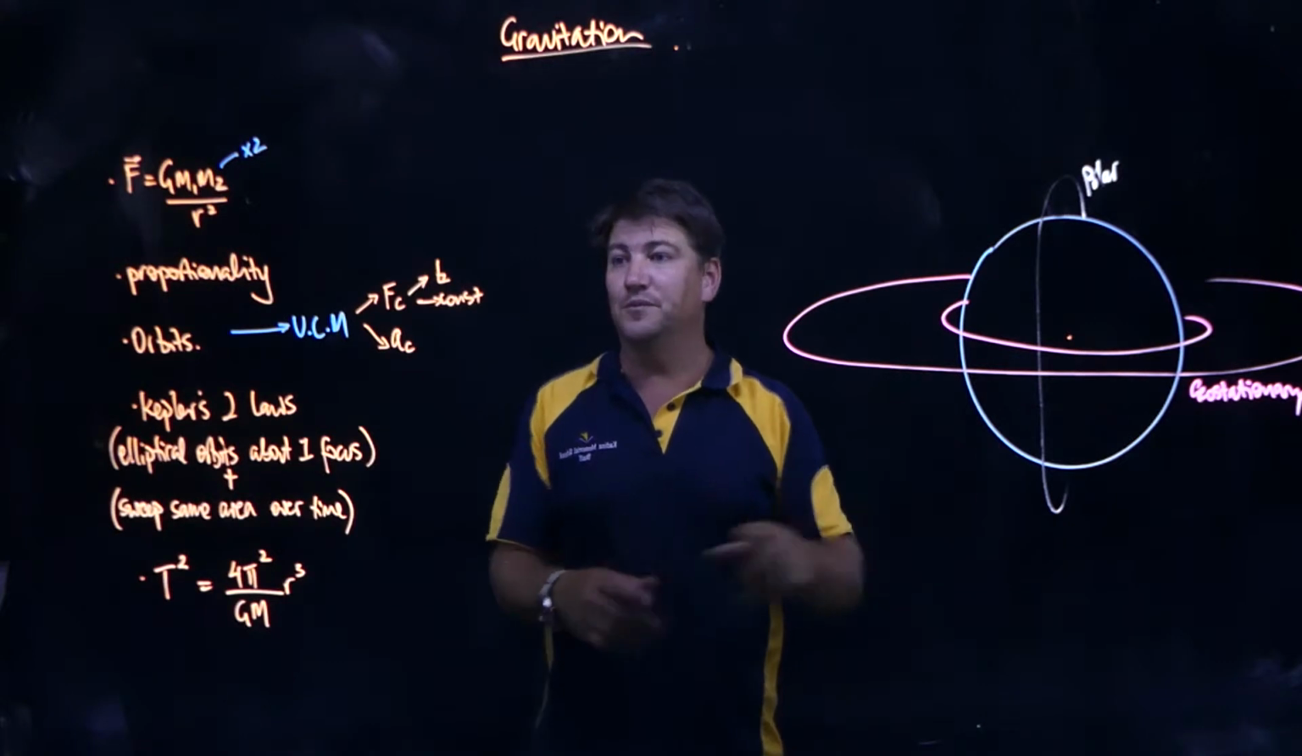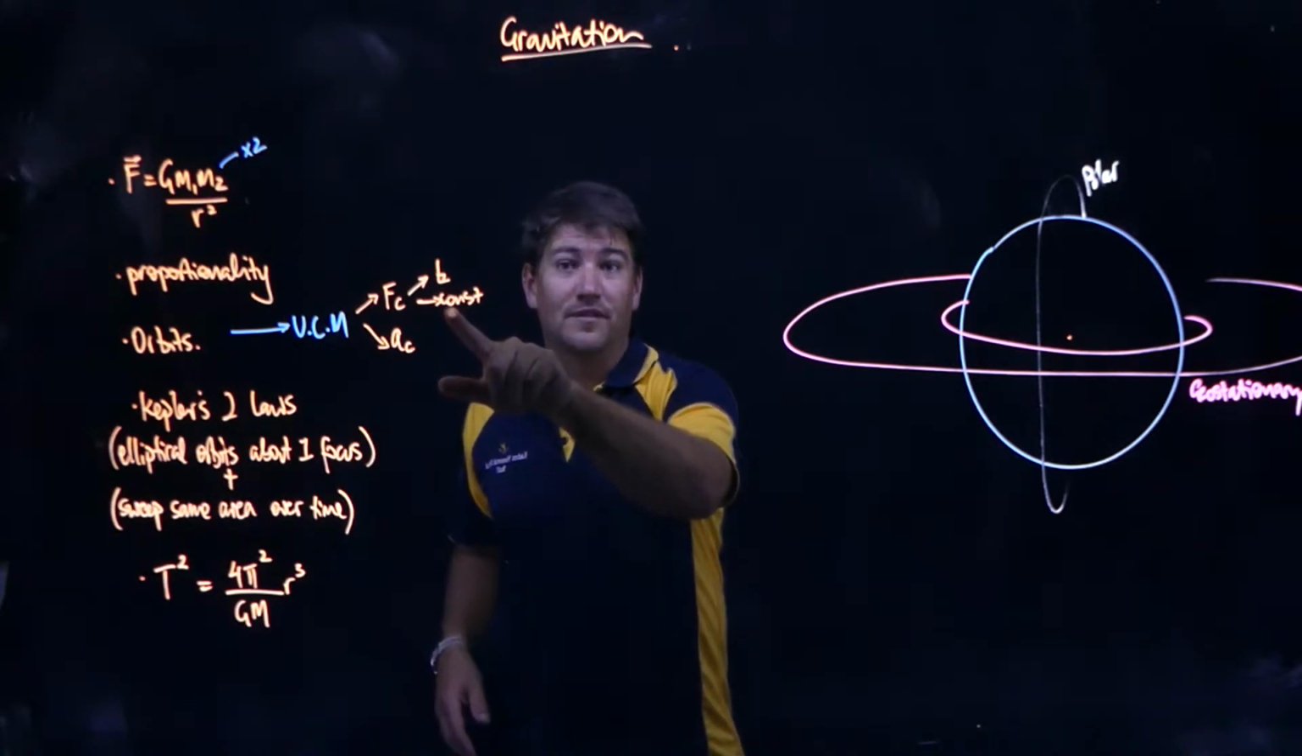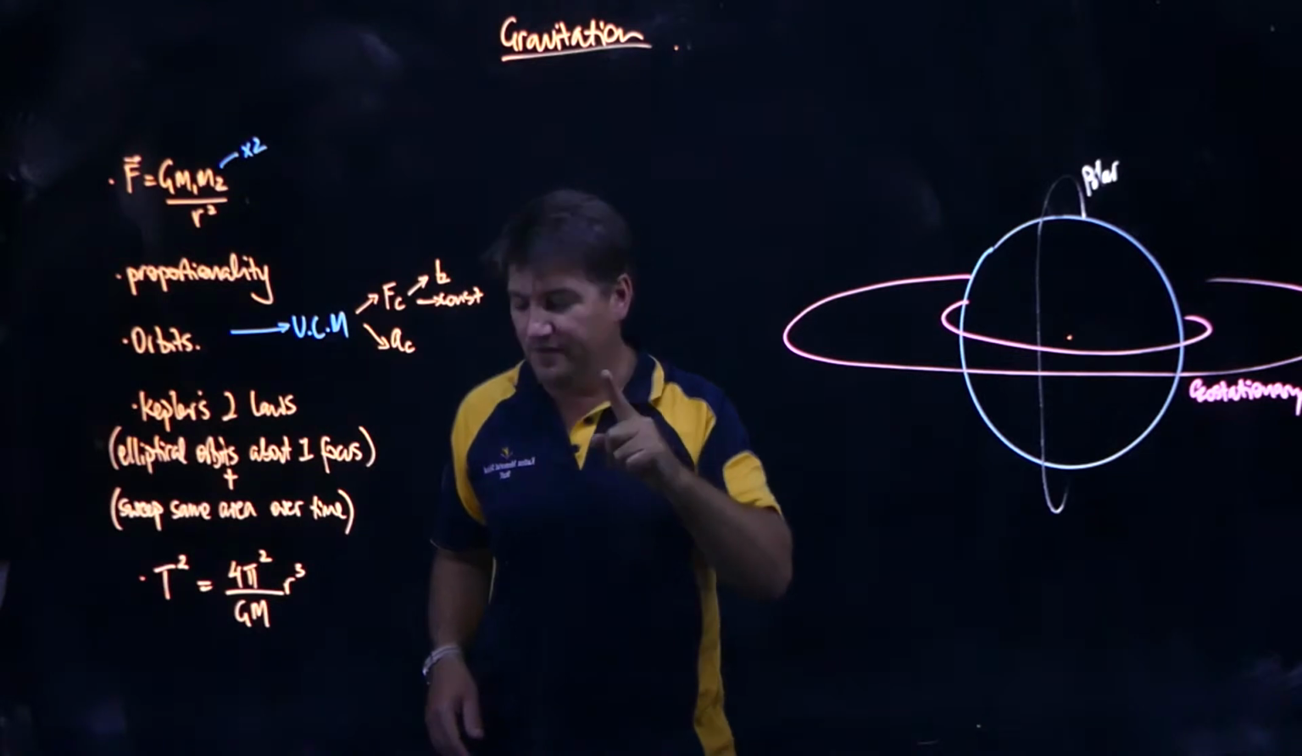then you can actually have that as an orbit, because it's going to be constant in size and always directed towards the centre of the circle.